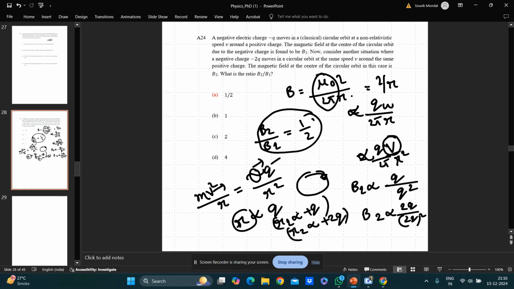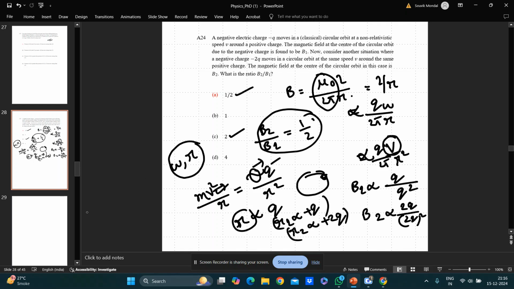Don't forget that they are saying V is fixed. If V is fixed, then omega and r are not fixed. Omega and r will change. That's why some of you may make a mistake with option two, but that is not true. This is the true option.